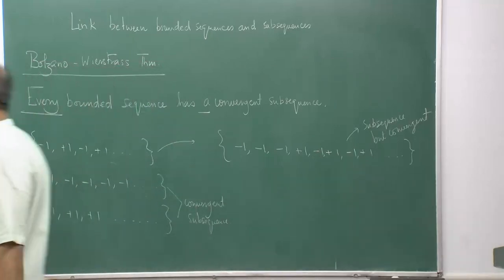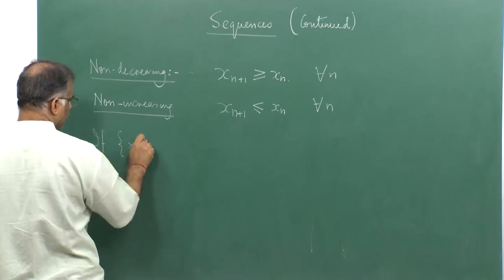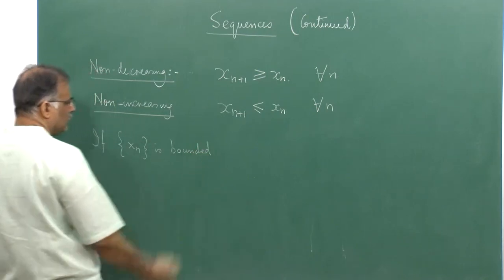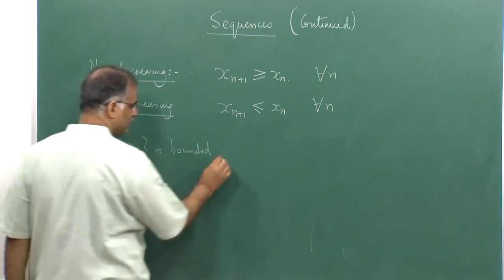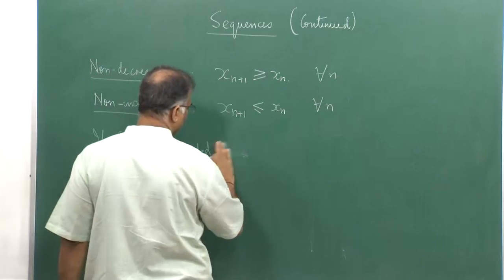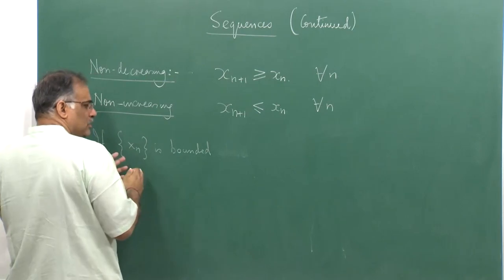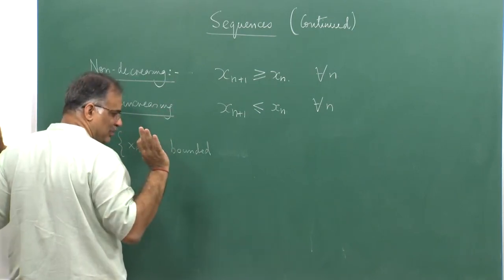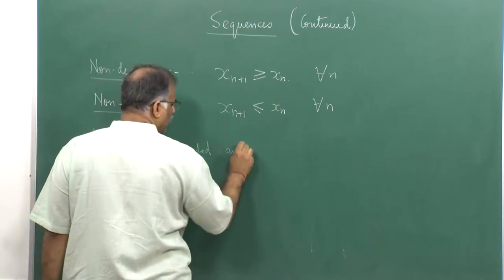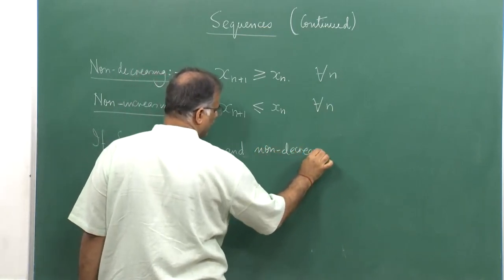So, what does it say? It says if x n is bounded, which means it has an infimum and a supremum, that is what it means. It has an upper bound and a lower bound, and hence an infimum and supremum. And non-decreasing, basically, just think increasing in your mind.